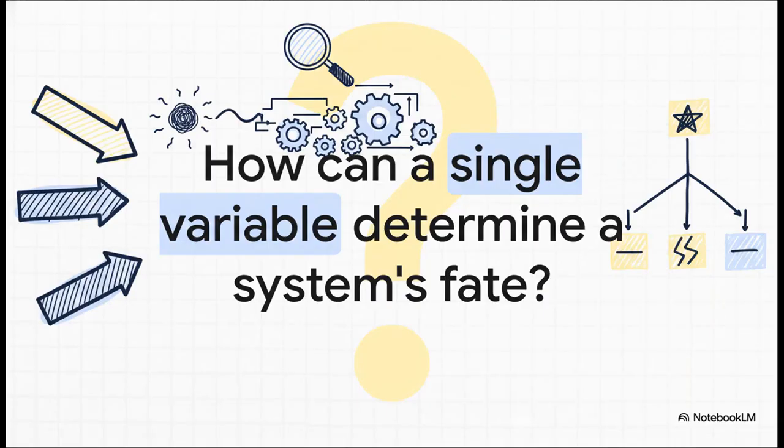The central question is this: how can one little variable, tucked away inside a vector, hold so much power over an entire system? We're about to investigate a set of three vectors where one of them has this mysterious parameter a. Our whole mission is to figure out exactly how a calls all the shots.